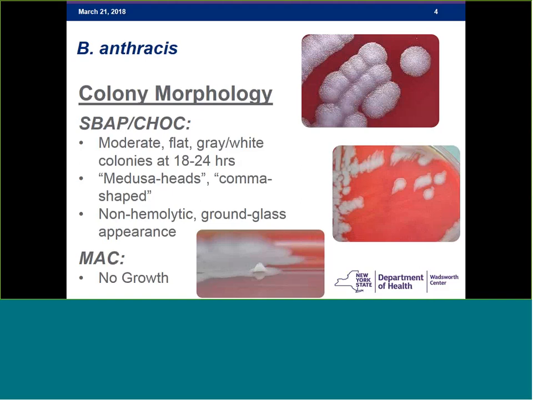Colonies can appear comma-shaped or be described as medusa heads. Bacillus anthracis is also very tenacious, meaning the colonies keep their upright form after being manipulated by a loop or needle. Examples of this can be seen in the bottom picture.